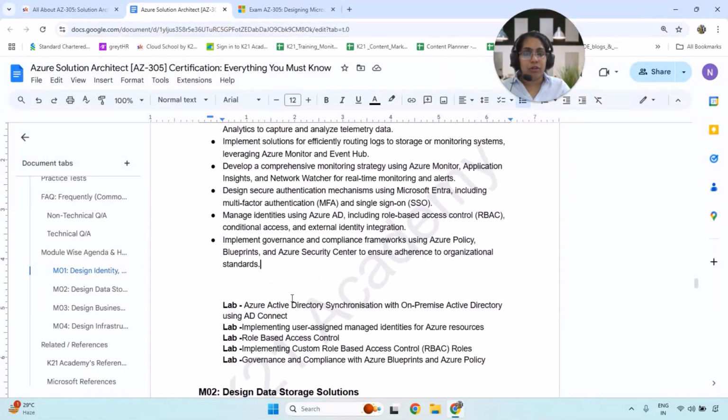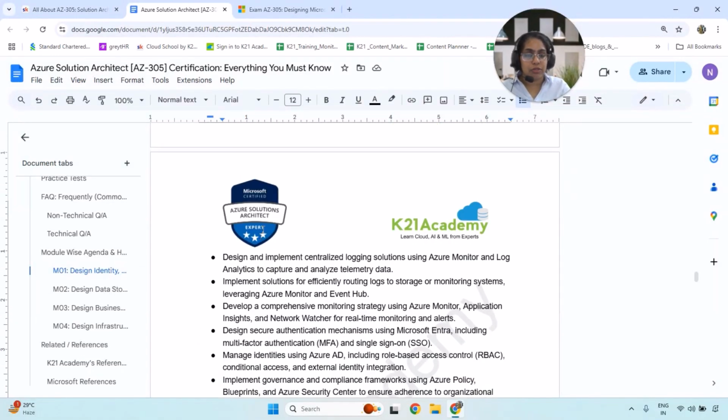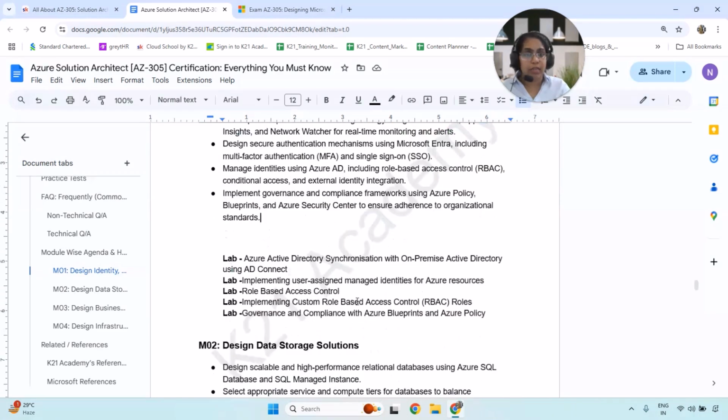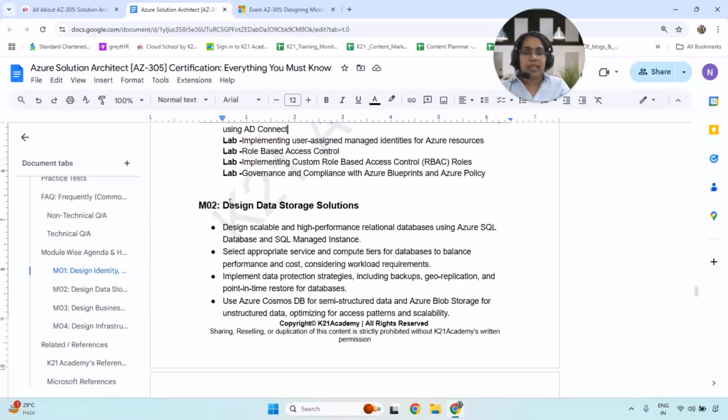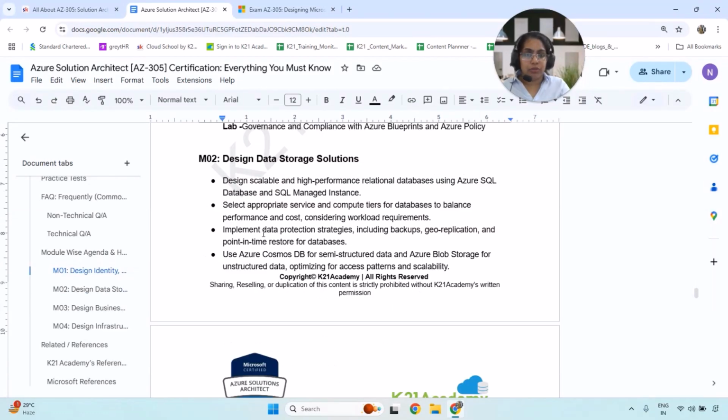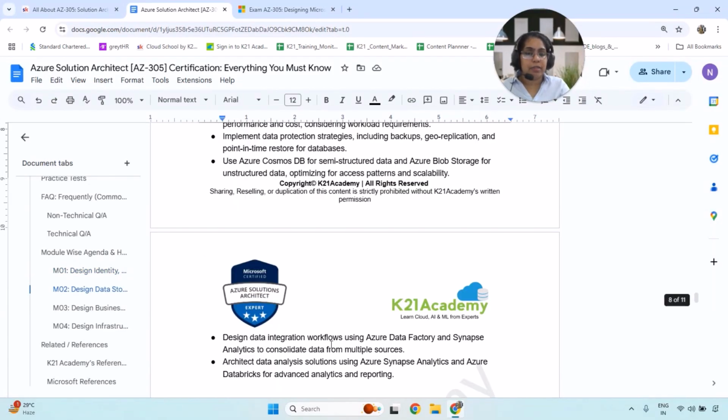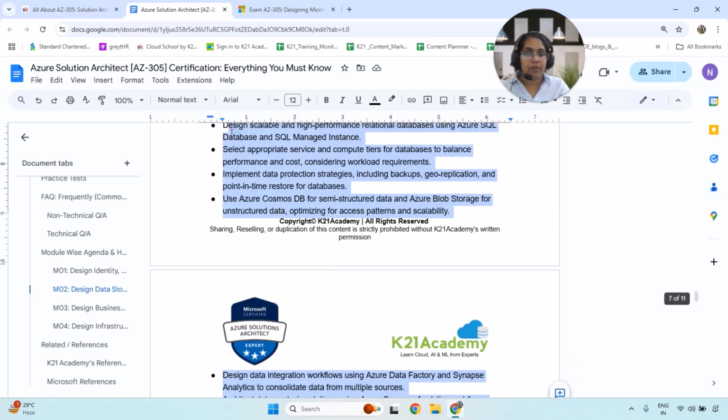These are all the subtopics which you can go through. We have a lot of subtopics for this as well. All these subtopics you can go through. And for the labs, you can cover these labs to get some extra knowledge and some hands-on experience on these particular topics. Then talking about domain 3, which is about design business continuity solutions, all these are the different subtopics which you can go through. And these are the labs associated with this particular domain.